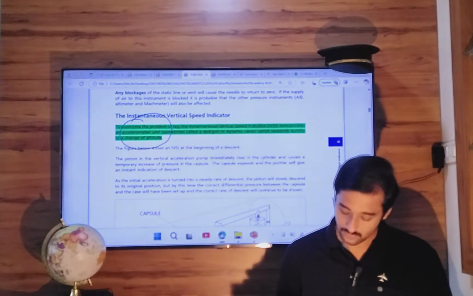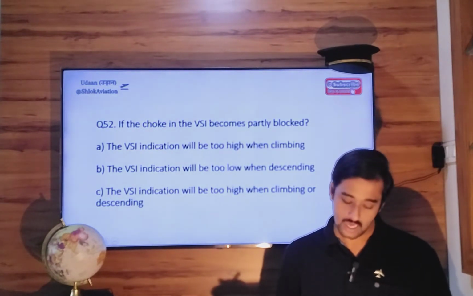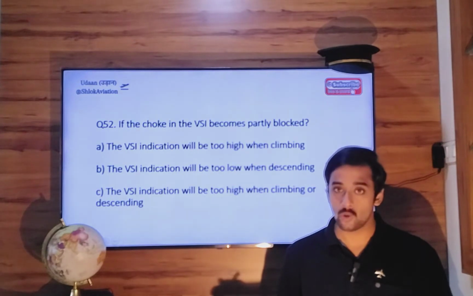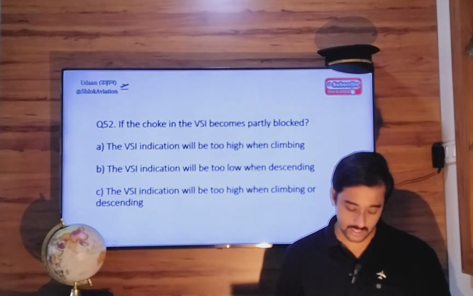Next. If the choke in the VSI becomes partly blocked, the VSI will be too high when climbing, the VSI will be too low when descending, or the VSI will be too high when climbing or descending.